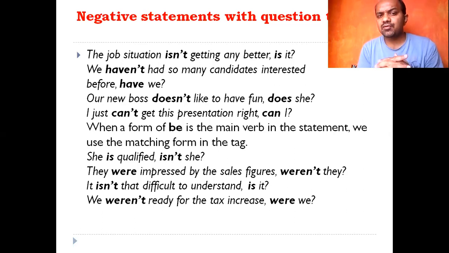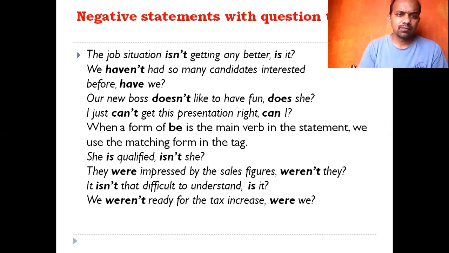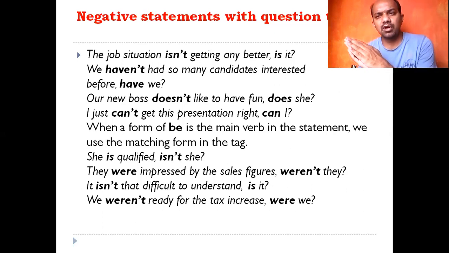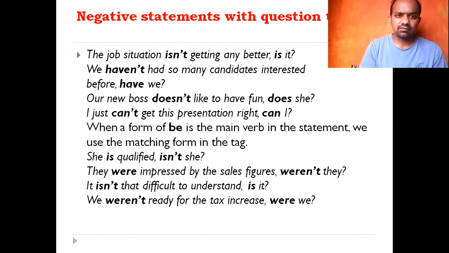So, be form of the verbs: am, is, are, was, were, has, have, had. Be forms of the verbs. We must use the same verbs in question tags, matching with that.